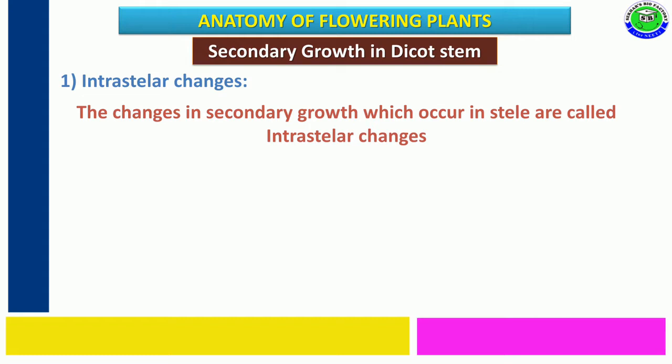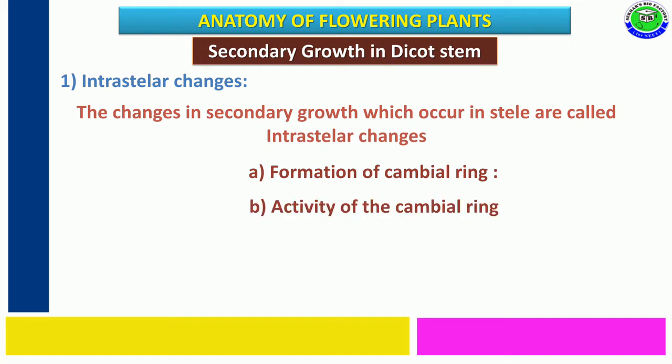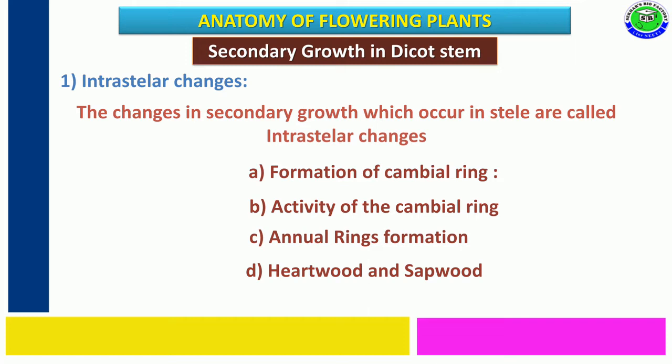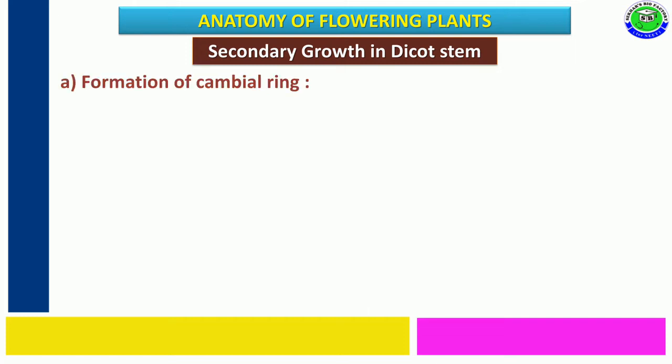In this, the first step is formation of cambial ring. The second step is activity of cambial ring. The third step is annual rings formation. And the fourth step is heartwood and sapwood. In this, the first step, formation of cambial ring.